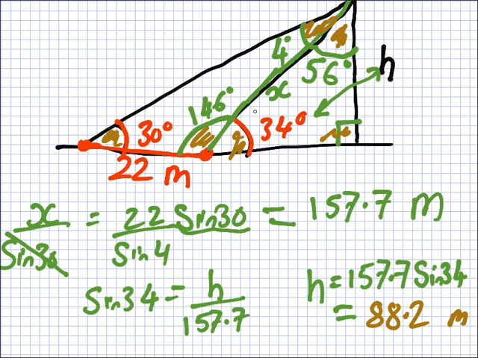Is that the answer at the back for this one? I think they rounded it differently. What's the answer at the back? The first one's 158. So they rounded this up to 158. Does that affect this answer much? No, just 88. Okay, so that would be 157, and that would be 88. Okay, fine.